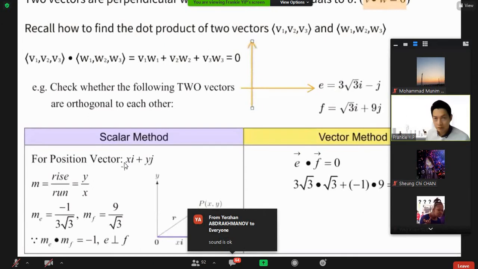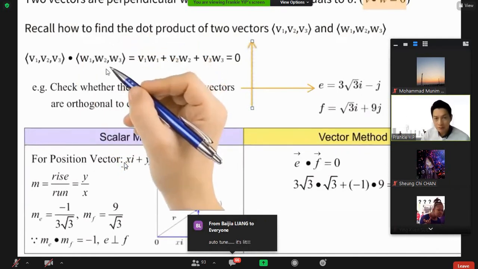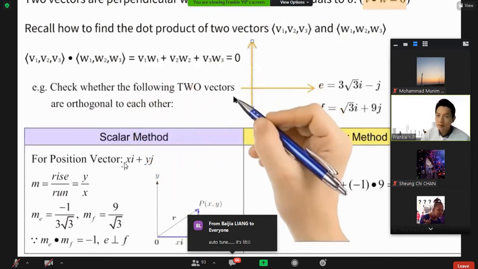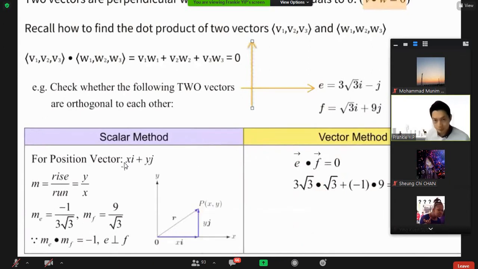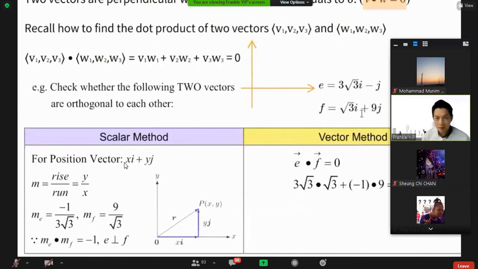Once again, I've told you that, for example, there are two vectors, a v vector and also a w vector. If they multiply together, it becomes 0. Okay, so let's see the scalar method. For example, we have the position vector like xi plus yj. When we multiply together, what will be the result?